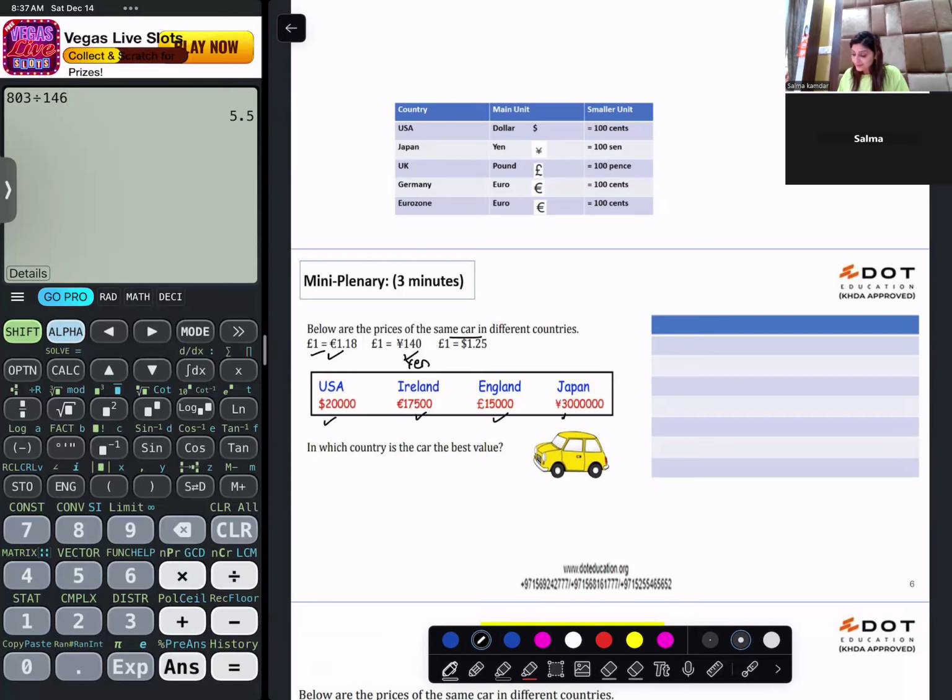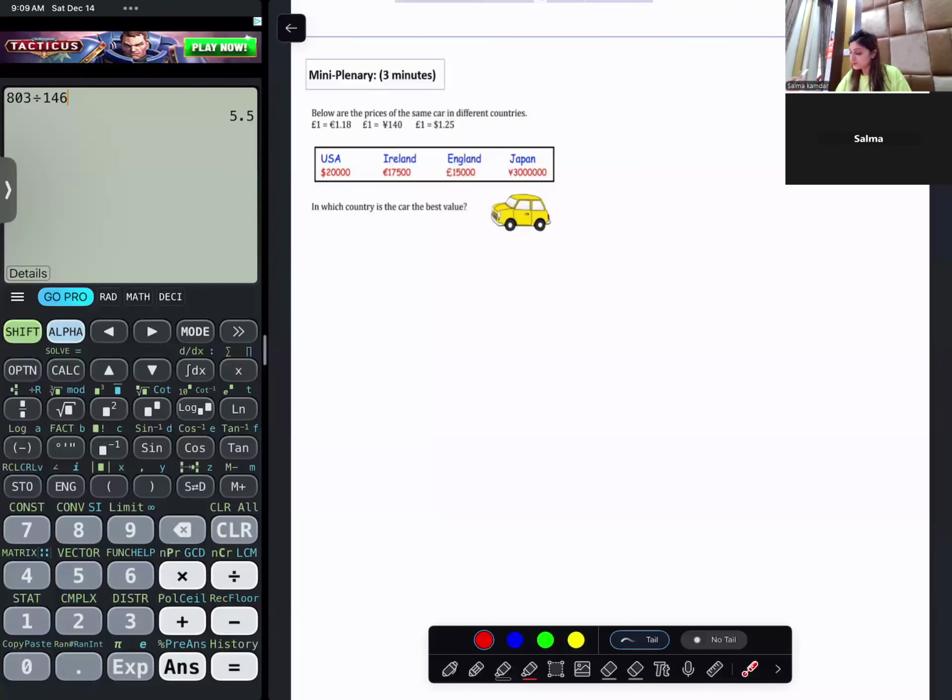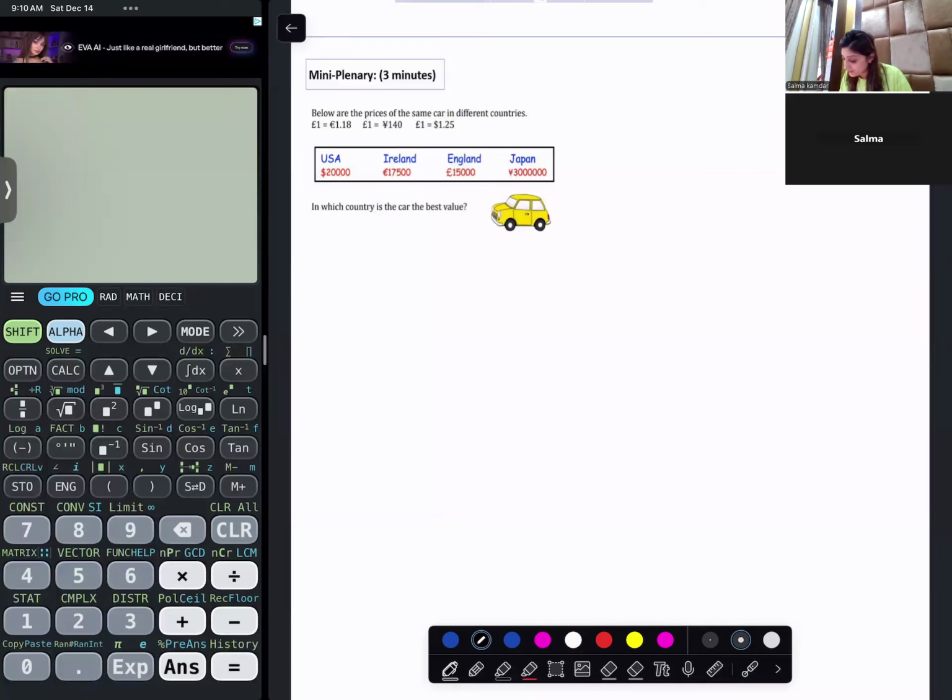In which country is the car of best value? So we want to know in which country the car has the best value. Since I want to know in which country the car has the best value, and everything is being given to me in pounds, let's try to find the value of the car. I will convert each price to pounds. So your step one would be to convert each price to pounds.